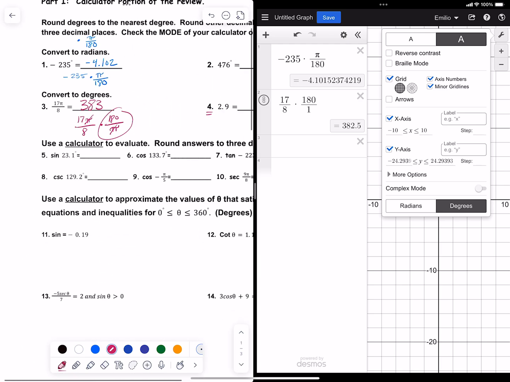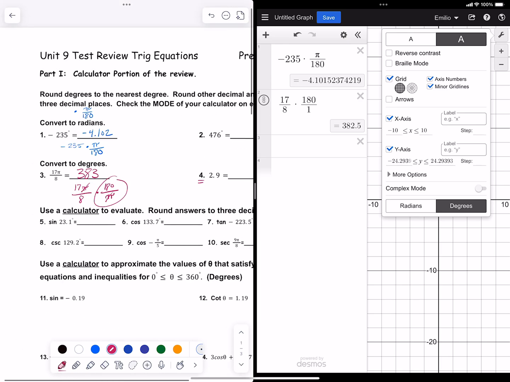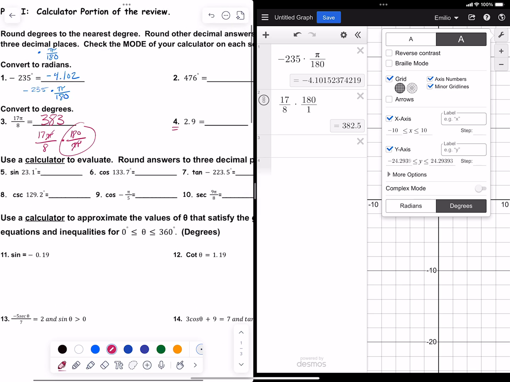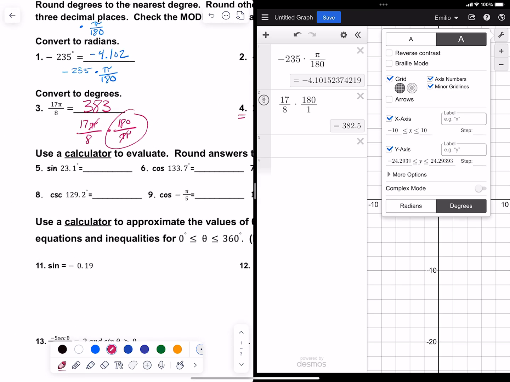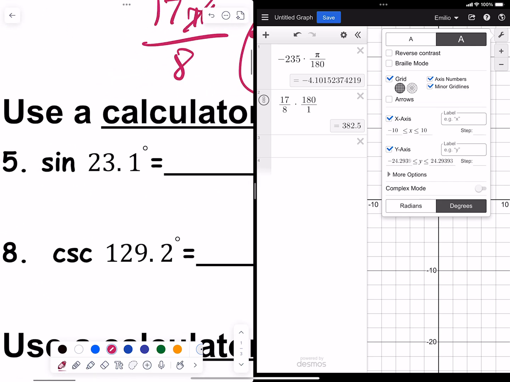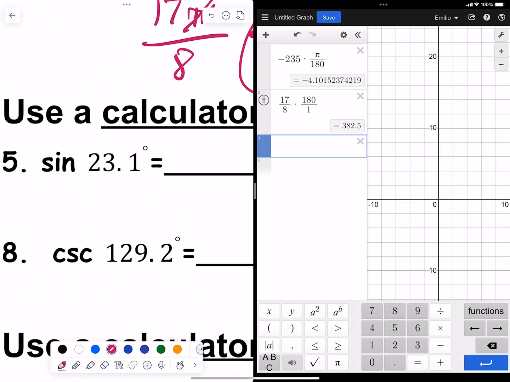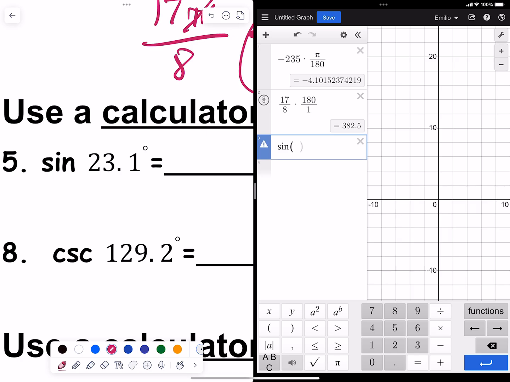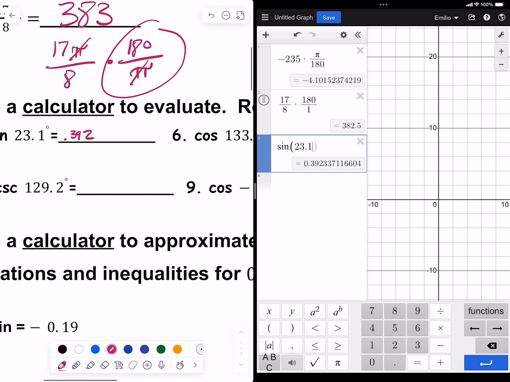But when you get to this part and you're going to use a trig function to get the answer, here it does matter. So I'm only going to do number 5 and number 9. This one has to be in degrees. So we'll pull up the trig function. We'll do sine of 23.1, and boom, that's your answer, 0.392. For all these problems, you're going to round to the nearest thousandth, 3 decimal places.